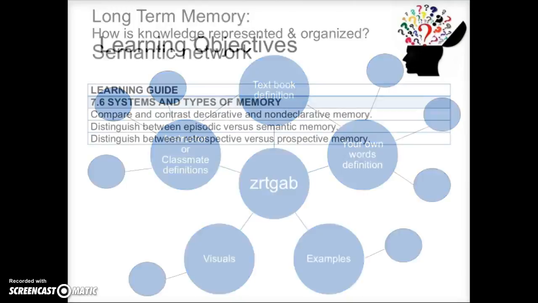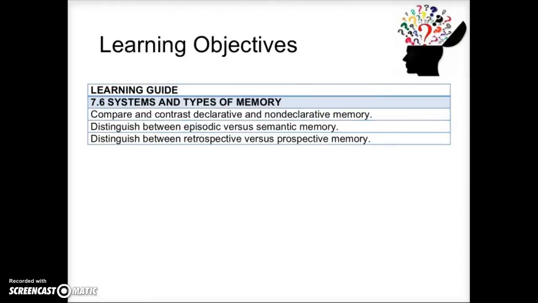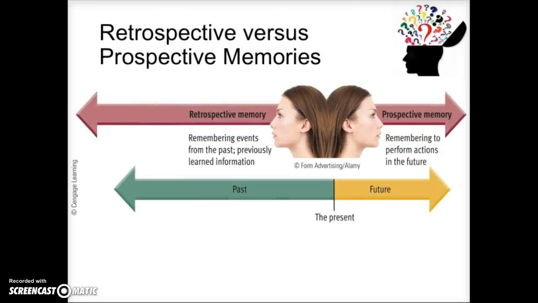There are some other ways that these memories get stored that we want to take a look at. So we're going to look at the systems and types of memory. One way of looking at memory is to look at it in terms of either retrospective, I'm remembering things I've already learned or experienced, or prospective, I'm remembering to perform actions in the future. This is a lot like your to-do list.